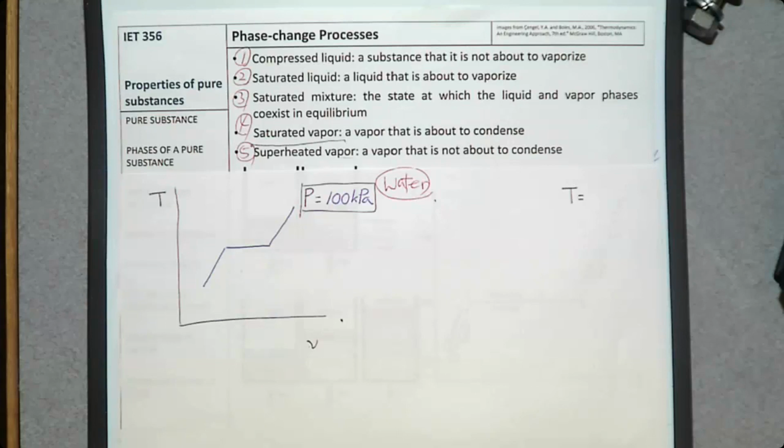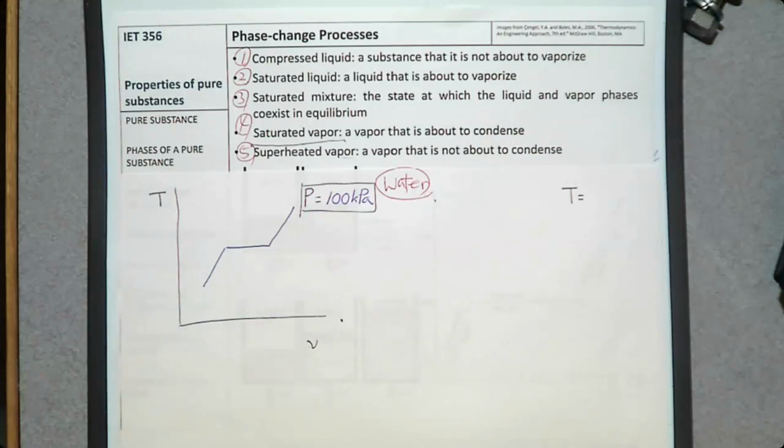But let's talk about this particular pressure. And to complete this TV diagram, this one is called a TV diagram. The vertical axis is temperature. The horizontal axis is specific volume v. So TV diagram, not the television, okay?